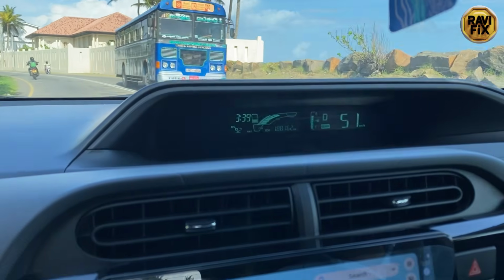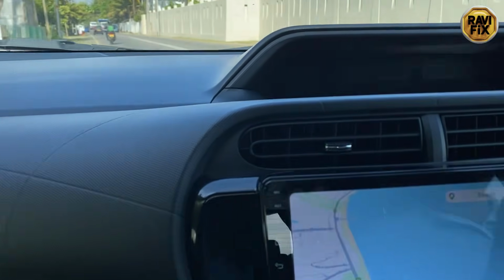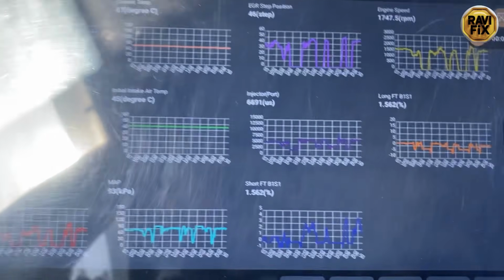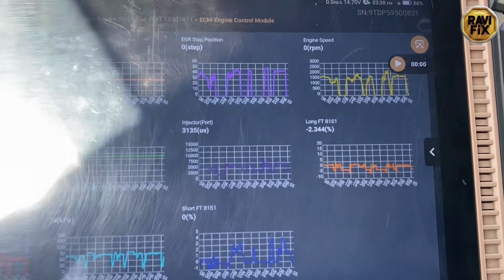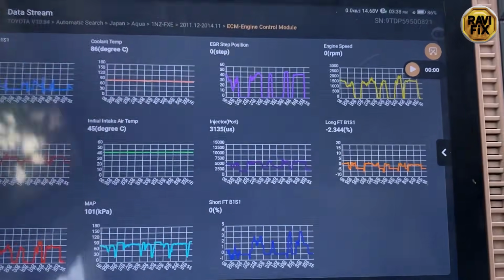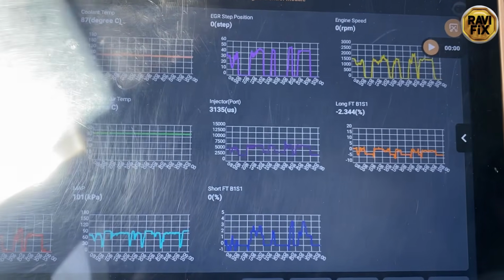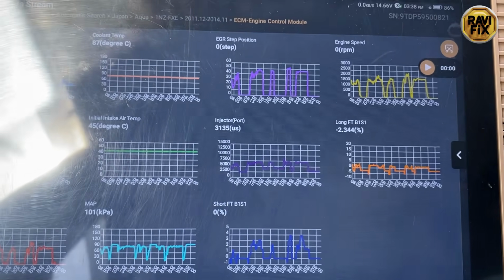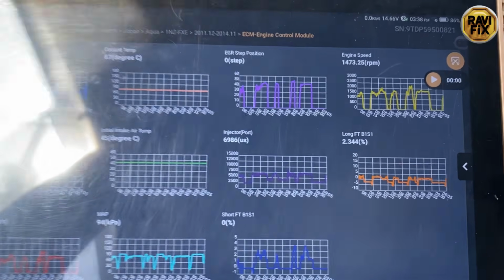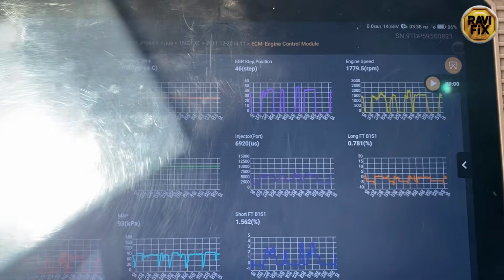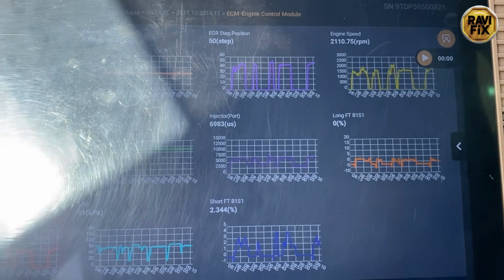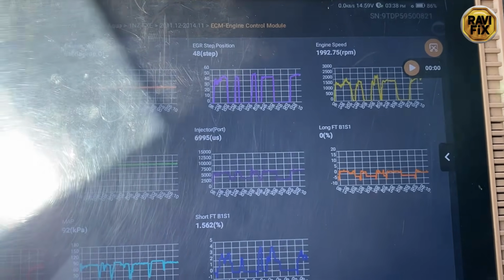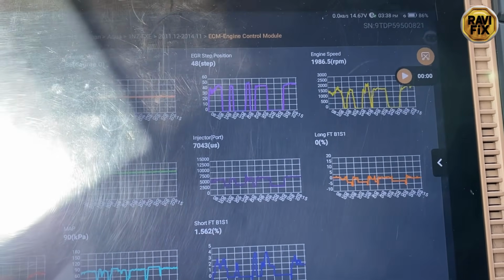Okay, here we are on the test run and I will show you what is going on with the data right now. You can see RPM is around 1700, and short-term fuel trim stays around 0 and long-term fuel trim stays around -2, which indicates a perfect condition, and you can see all along the way how they are acting. So short-term fuel trim and long-term fuel trim are trying to compensate right now.